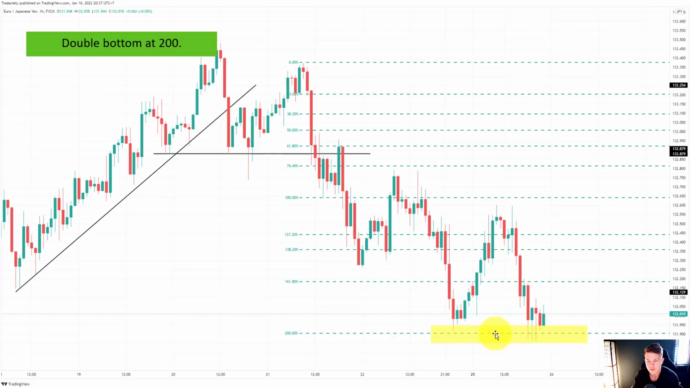Now that's how it looks afterwards. You can see the market put in a double bottom. Doesn't look super convincing anymore. So at this point, you are probably better off being out of the trade and waiting for the next opportunity.